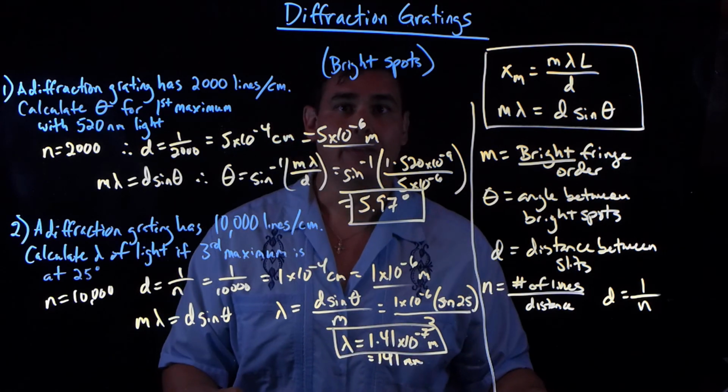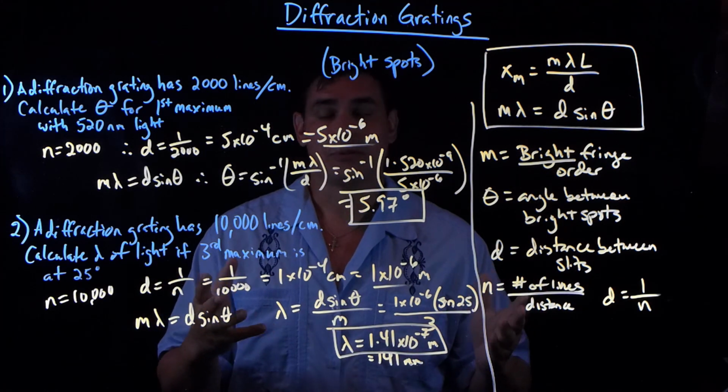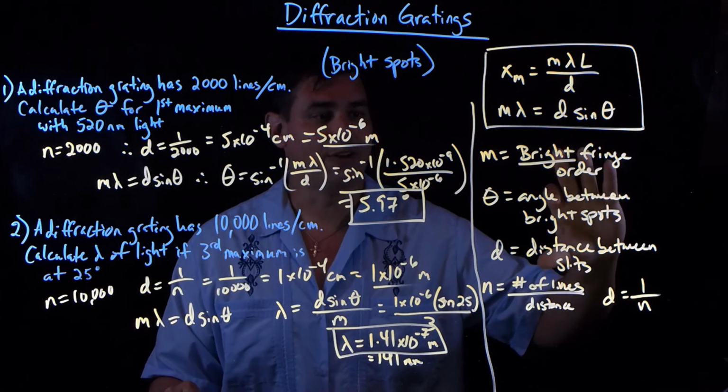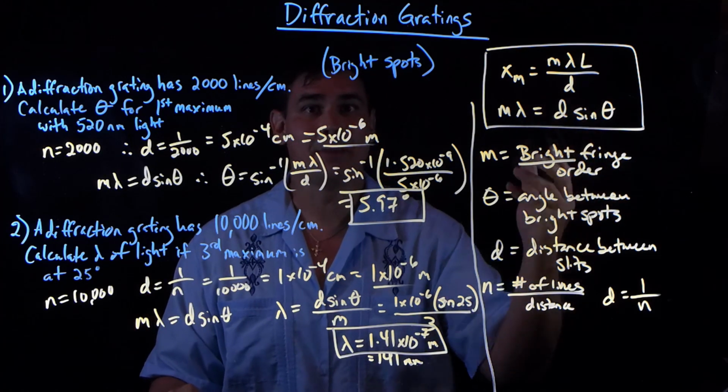All right? Okay, so diffraction grating problems, if you can do double slits and you can do single slits, you can do diffraction gratings. We just have to redefine what these things mean, but it's the same basic equations.